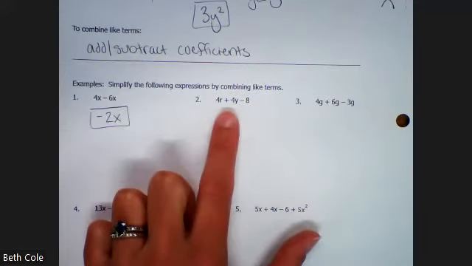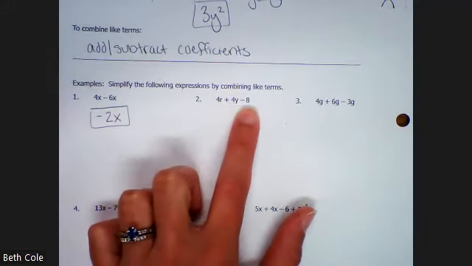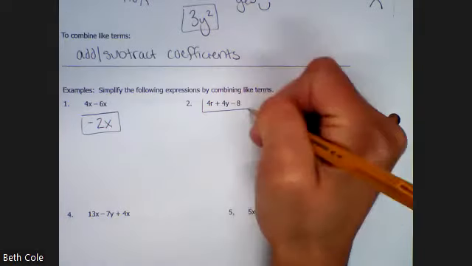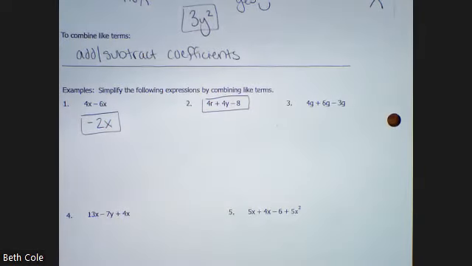All right, how about this one? What do you think? 4r plus 4y minus 8. Yeah, is that what you're gonna say? I'm sorry, you actually raised your hand. We can't do anything with that. None of them are like terms, so that is just the answer. Yeah, if you can't do anything, then don't do anything. Don't meddle with it. We love no work, right? No work is the best, so just don't do anything.